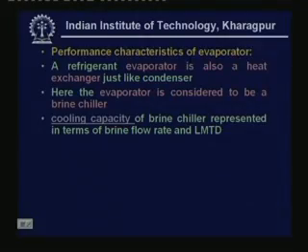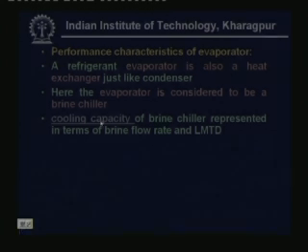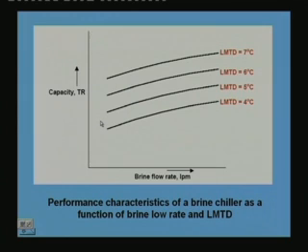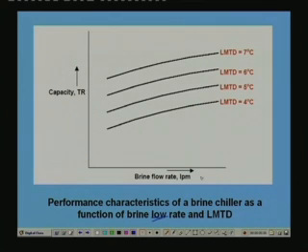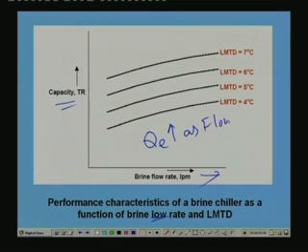The cooling capacity of a brine chiller can be represented in terms of brine flow rate and LMTD. For example, if you take a commercial brine chiller, you can get this kind of capacity curves. These are performance characteristics of a brine chiller as a function of brine flow rate and LMTD. So as the brine flow rate increases, you can see that the capacity increases for a given LMTD. That means capacity QE increases as flow rate increases.